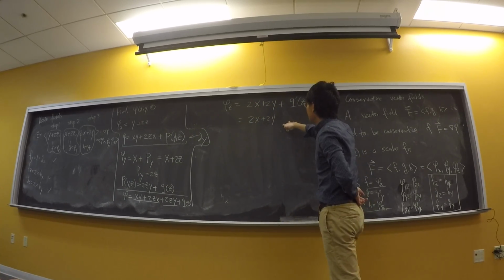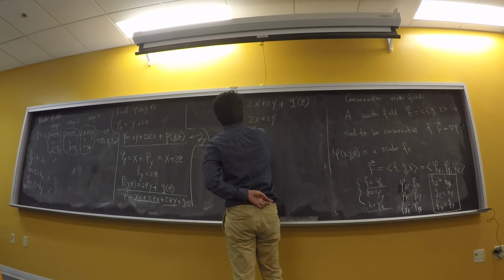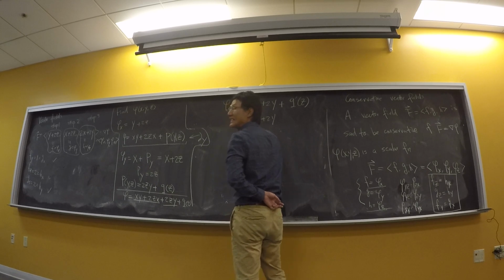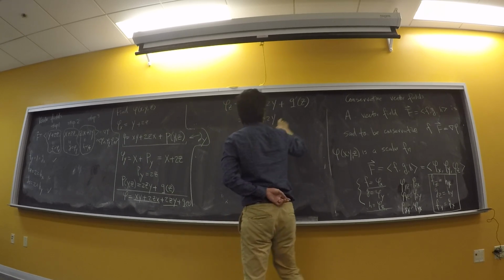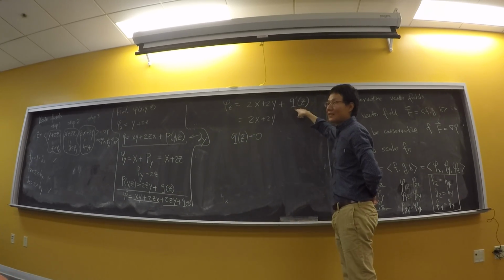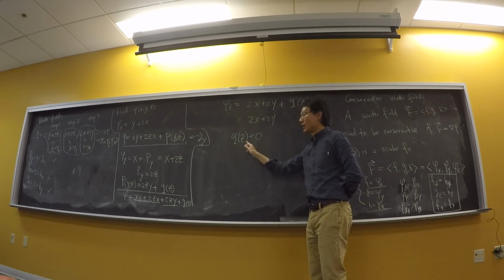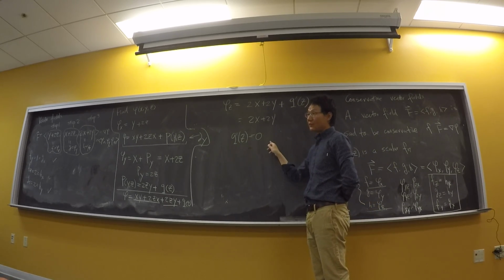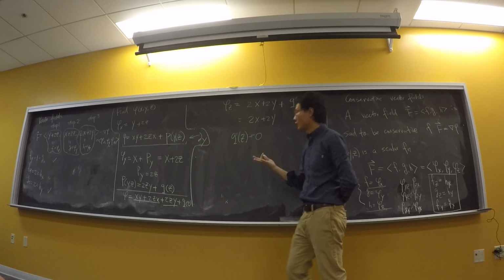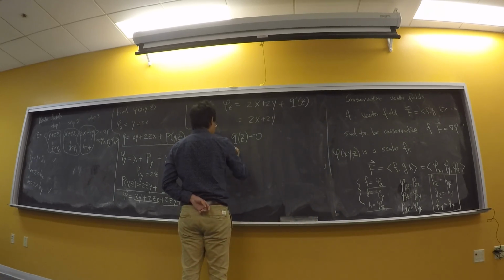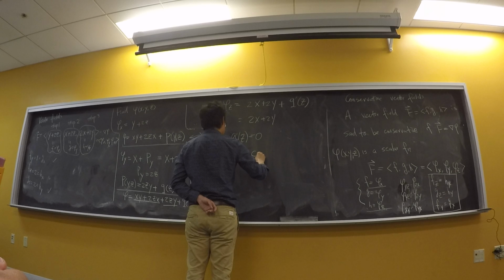So in the third step, I know Q prime of z has to be equal to 0. Okay, which means Q has to be a real constant, right? Because Q of z can only depend on z, and the derivative with respect to z is equal to 0. So Q has to be a constant. So Q of z is equal to a real constant.